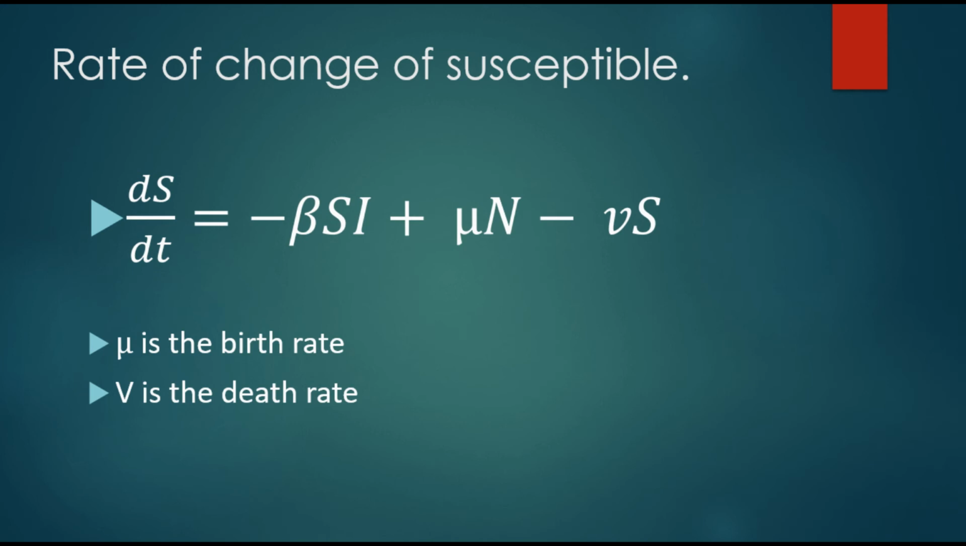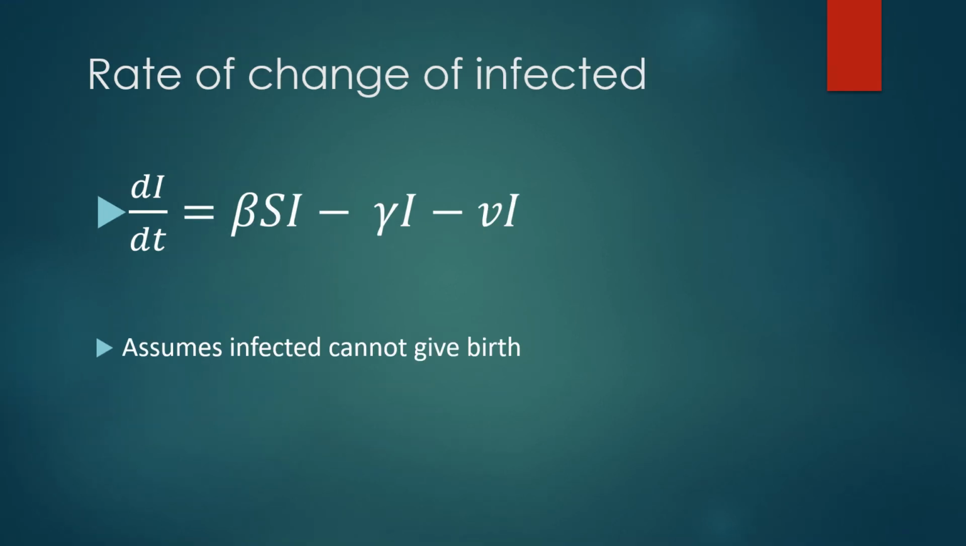The second equation is dI/dt equals beta SI minus gamma I minus vI. The first bit's the same, beta SI minus gamma I, which is the rate of change of the infected, so people becoming infected from the susceptible, minus people becoming recovered. And then this is minused by vI, and vI represents the fact that somebody can die while infected, but not due to the epidemic, so for example, maybe a car crash or something.